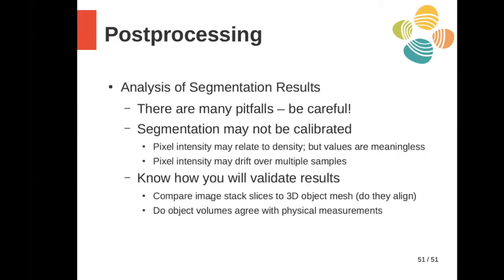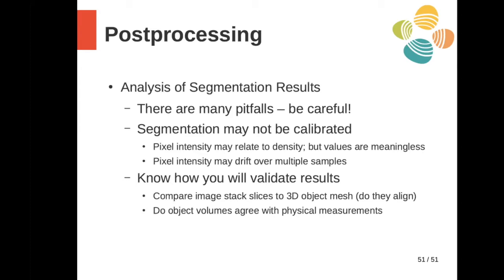So that's an example of some of the ways that you can use the segmented data once you're done. A few caveats or notes about the pre-processing and analysis that you might do: there can be pitfalls. Segmentation may not be calibrated. The pixel intensities may relate to density, but their values might not be the absolute density, right? So if you're trying to compute something based off what you think is the density, there's no guarantee that that's the case. Or pixel intensities may drift over multiple samples.